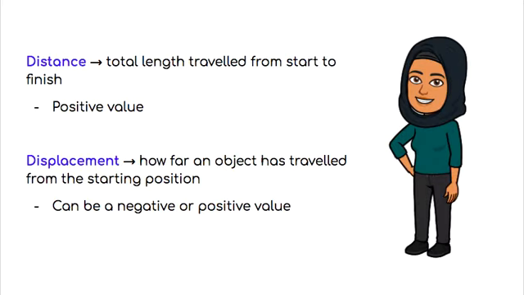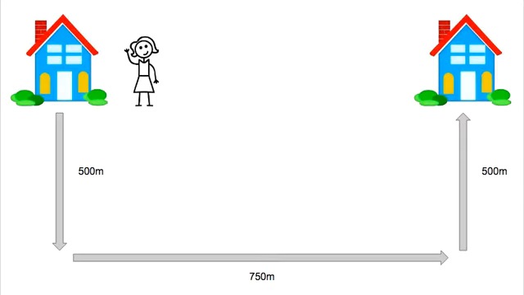For the second part of Task 3, you will need to calculate the distance and displacement traveled in the x and y directions. Distance is the total length traveled by an object, while displacement refers to how far an object has traveled from the starting position. Let's go over a quick example to help make the difference more clear.